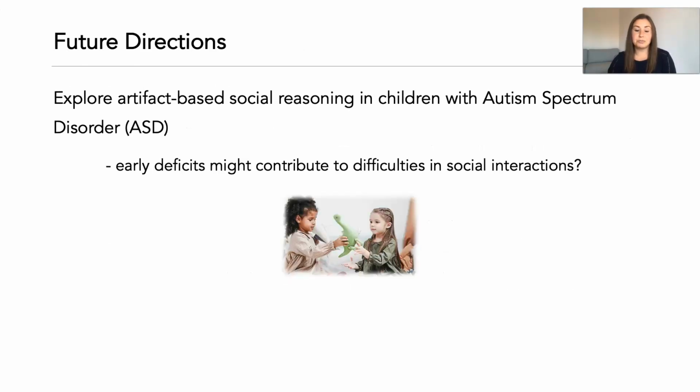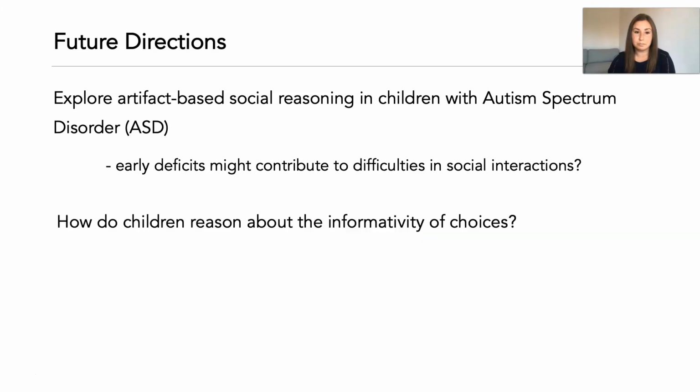One potential direction for future work could be to explore artifact-based social reasoning in children with autism spectrum disorder. Individuals with ASD typically experience fewer reciprocal friendships and lower peer acceptance, and so it could be informative to explore whether children with ASD fail to spontaneously infer others' interests from their artifacts, since, as I mentioned before, this ability could help children successfully initiate conversations with new social partners and allow them to understand relationships between peers.